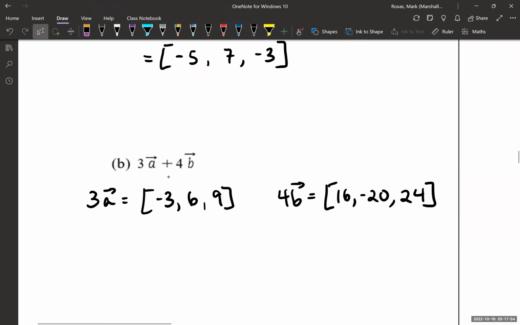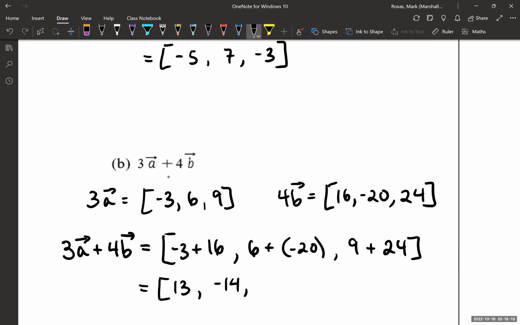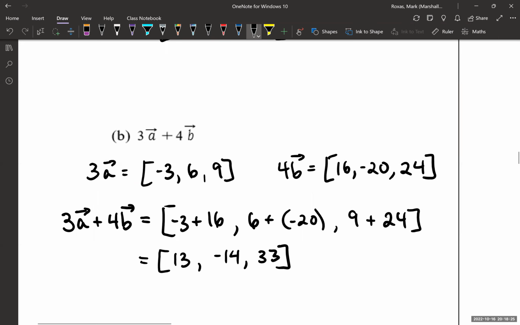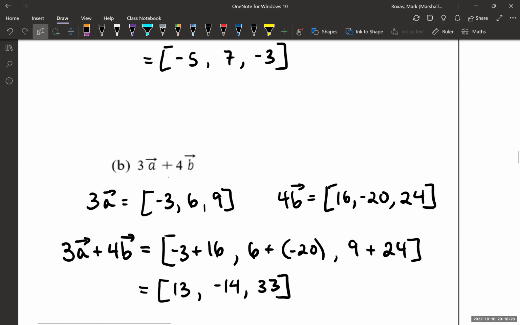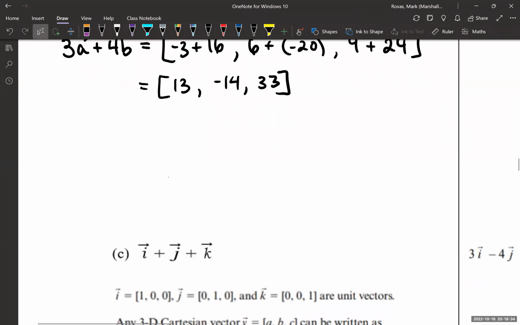Now, if we're going to add both vectors together, 3A plus 4B, I'm just going to be adding their components, right? So the x components are going to be -3 plus 16. The y components will be 6 plus -20. And the z components are 9 plus 24. Altogether, we have 13 for the x, -14 for the y, and 33 for the z component. And there you go. That's the answer. Okay. And so with 3D vectors, when you add the vectors or subtract the vectors, the result is still a vector. Okay, so remember that. What about unit vectors?